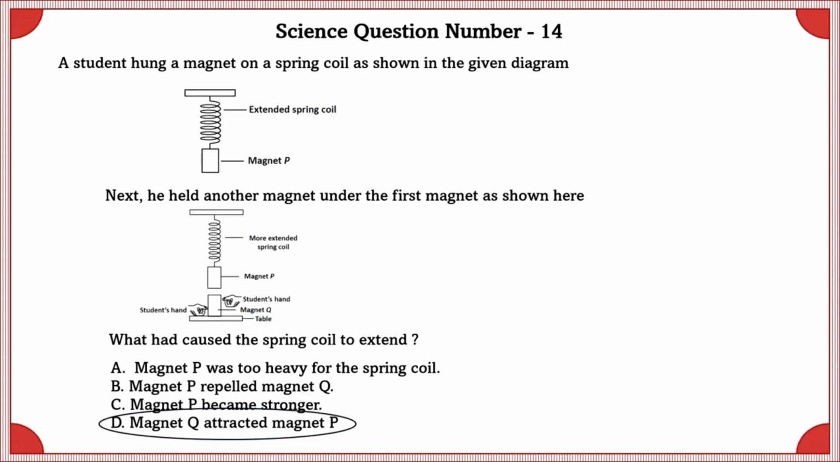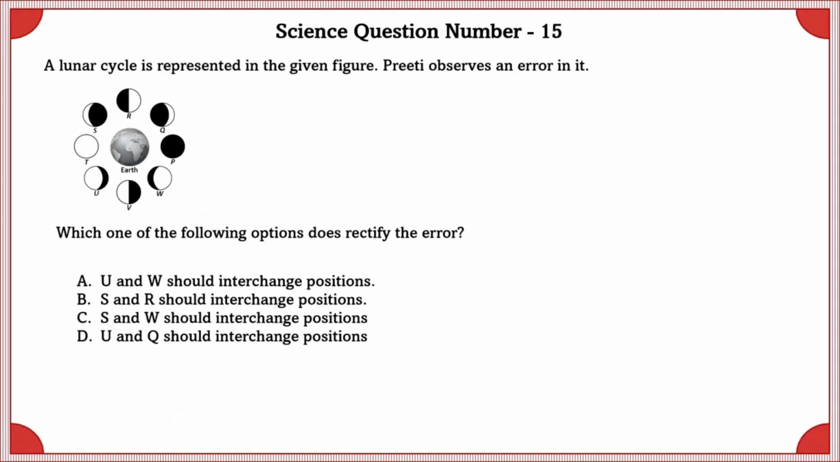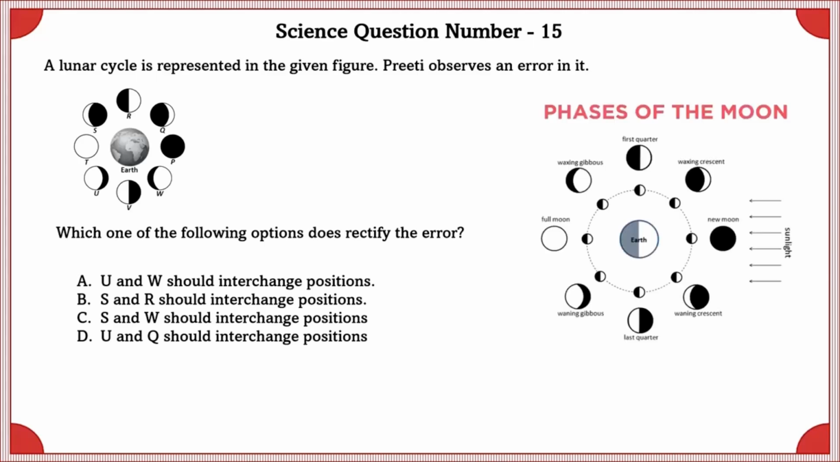Magnet Q attracted magnet P. That is why the spring had extended. Science question number 15. A lunar cycle is represented in the given figure. Preeti observes an error in it. Which of the following option correctly rectifies the error? As we can see here, W and S have to be interchanged because it is wrong.